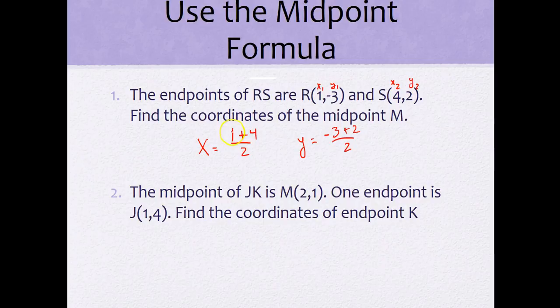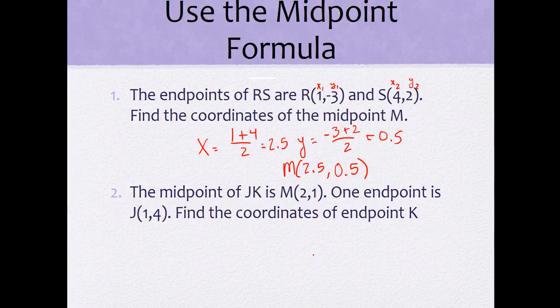So in this x value, 1 plus 4 is 5, and 5 divided by 2 is 2.5. The y value, -3 plus 2 is -1, and -1 divided by 2 is -1/2, or -0.5. So you can leave them as fractions or decimals. So remember, we're looking for the midpoint M. So I'm going to write this as an ordered pair. The x value we found is 2.5, and the y value is -1/2.